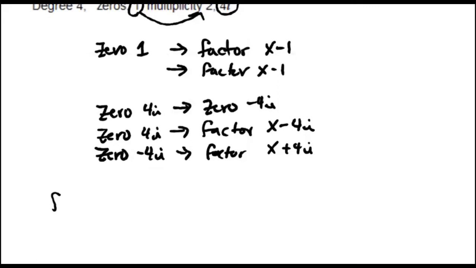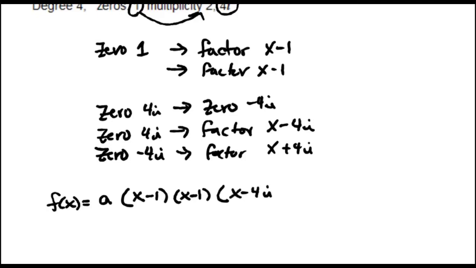So our polynomial function f of x will be a. A is an unknown leading coefficient because there are many polynomials that will fit this description, and so we're leaving that value of a unknown. And we have a factor of x minus 1, another factor of x minus 1, a factor of x minus 4i, and a factor of x plus 4i.